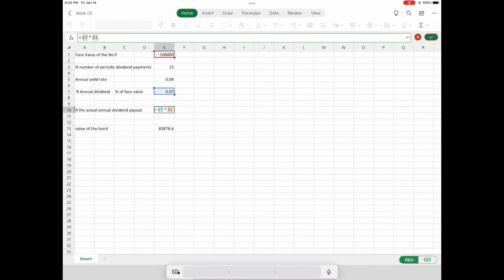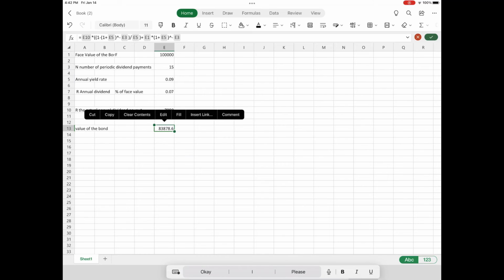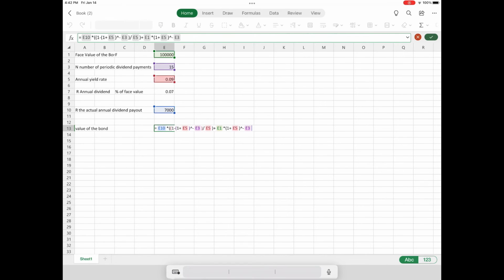So naturally, for getting 7,000, when the prevailing market interest rate is 9%, I am not going to pay 1 lakh, I am going to pay much less. And you can see that the value of the bond, which shows on the last row, is 83,878. Which means if I pay 83,878, the prevailing bank interest is 9%. So I am going to get 9%, but I will get 7,000 as the payout throughout. So 7,000 is the payout, but actually I am getting 9%. So the bond value, which was 1 lakh.